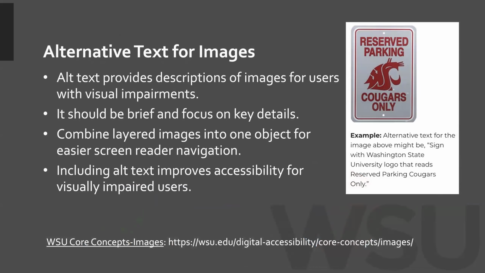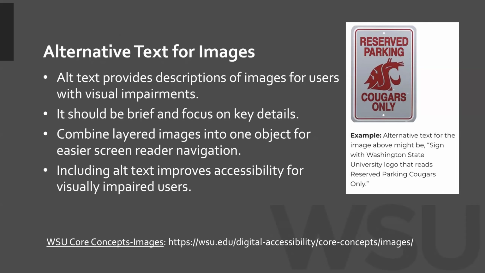Next, we'll talk about alternative text for images. So alt text provides descriptions of images for users with visual impairments. It should be brief and focus on key details. Combine layered images into one object for easier screen reader navigation, and including alt text improves accessibility for visually impaired users.